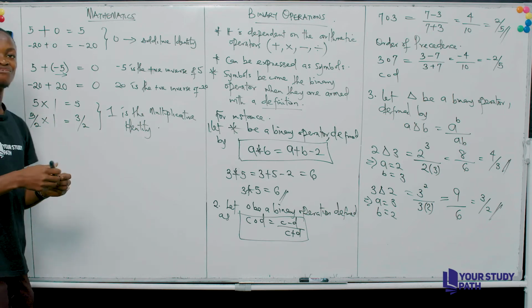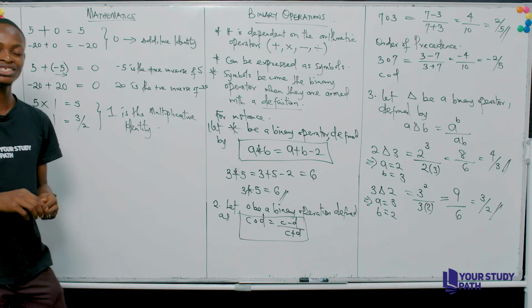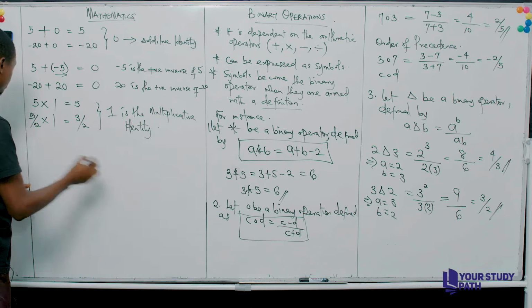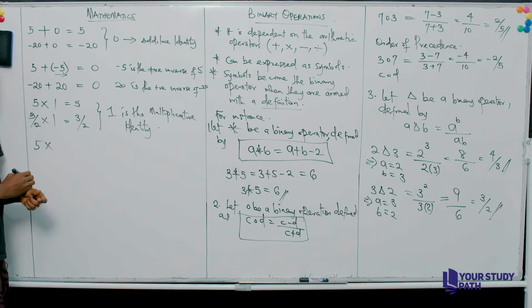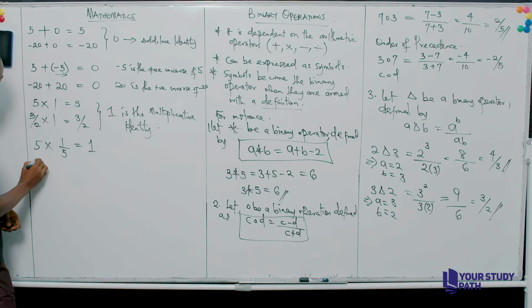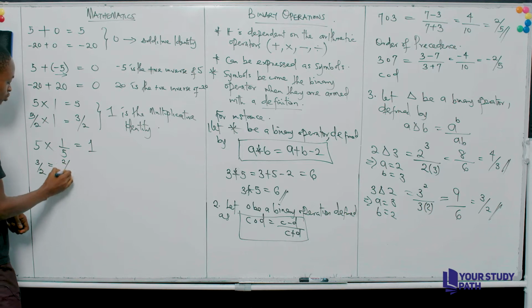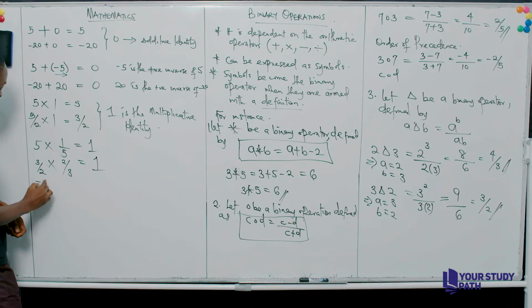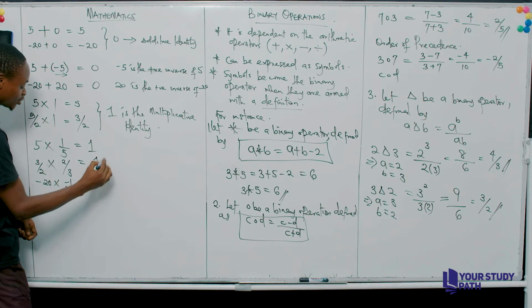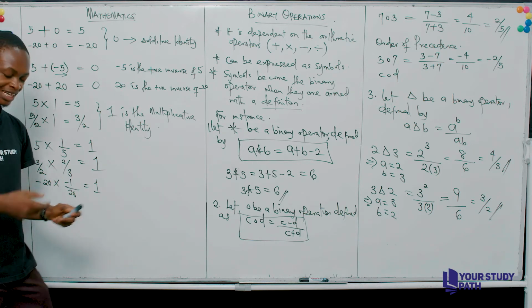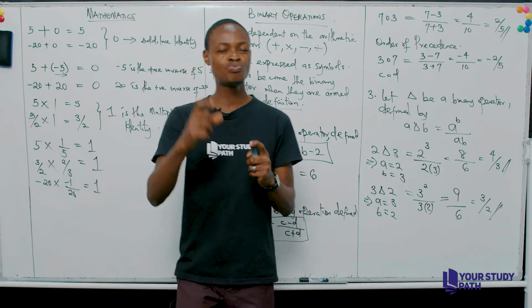Similarly, we can find what we call the multiplicative inverse. That is, what is that other number that if I multiply with the original number, I will get 1. For 5, the multiplicative inverse is 1 over 5. If we multiply them together, we have 1. The multiplicative inverse of 3 over 2 is what? 2 over 3. If you multiply them together, you have 1. The multiplicative inverse of minus 20 is what? Minus 1 over 20. If you multiply them together, you will have 1. What does that mean? It also means that the multiplicative inverse is unique for each number you pick.